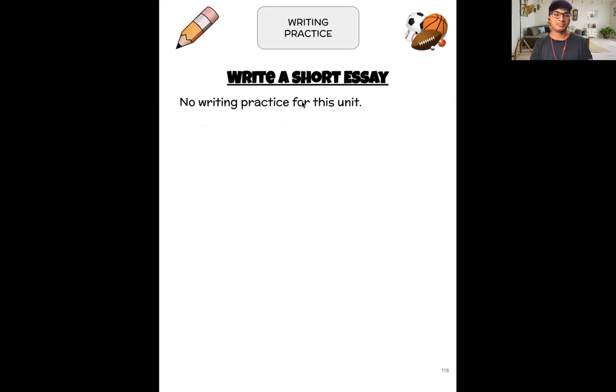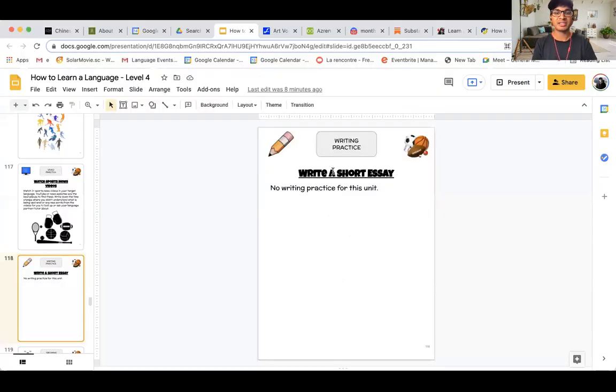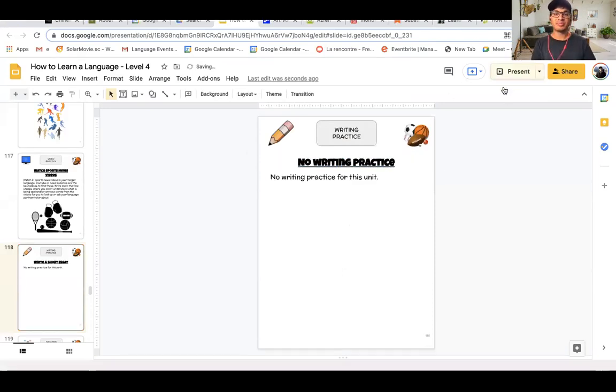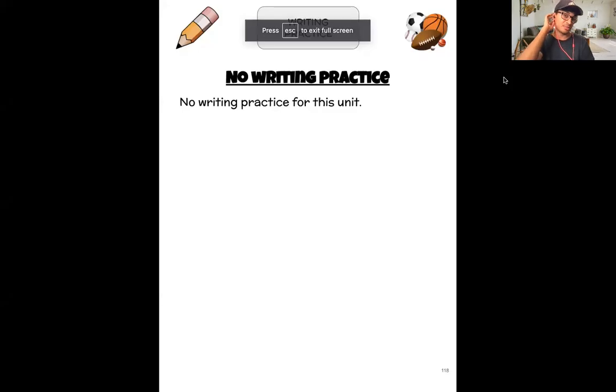Oops, there's a little typo here. Let's get rid of that typo. Let's make it no writing practice. There we go. There's no writing practice for this unit here, so you can skip over the writing section, nothing for the sports. I can give you one right now if there's something you really want to do.